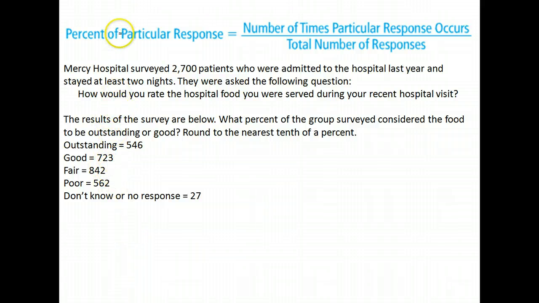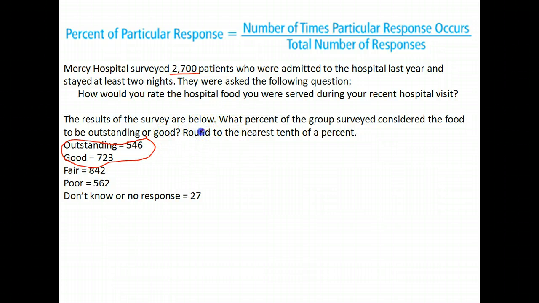Okay, here we have a survey. Mercy Hospital surveyed 2,700 patients who were admitted to the hospital last year and stayed at least 2 nights. They were asked the following question: how would you rate the hospital food you were served during the recent hospital visit? The results of the survey are below. So how many outstanding, good, fair, poor, and don't know or did not respond at all? Here's our question. What percent of the group surveyed considered the food to be outstanding or good? So either outstanding or good. That would just be these two groups of people. We want to know what percent that was.